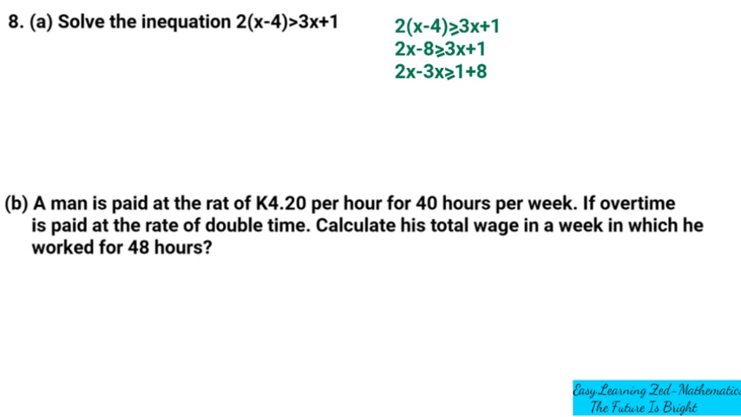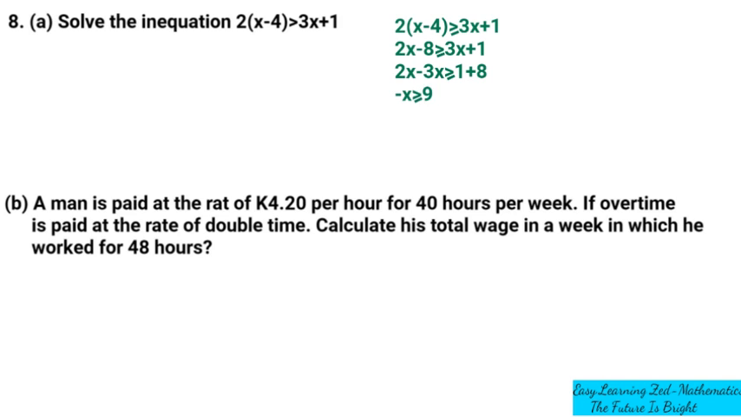Then I'm going to evaluate the expressions on both sides. 2x minus 3x gives us negative x. Then 1 plus 8 gives us 9. So negative x is greater than or equal to 9.